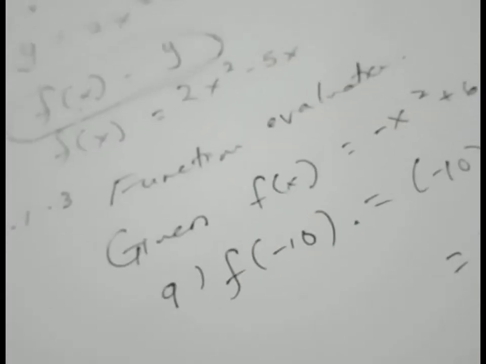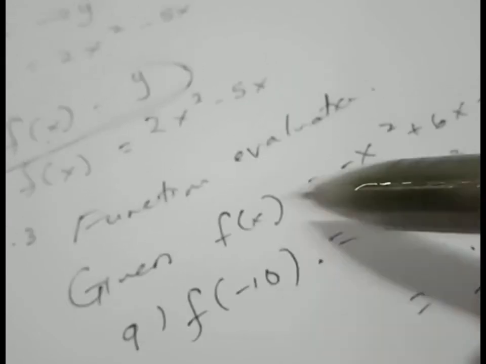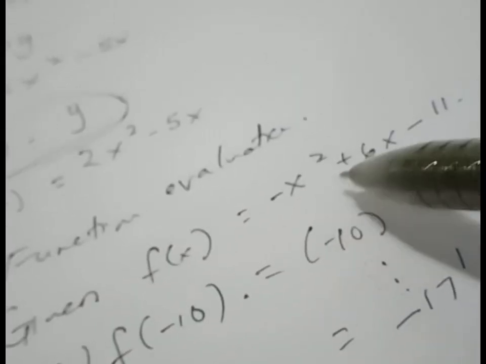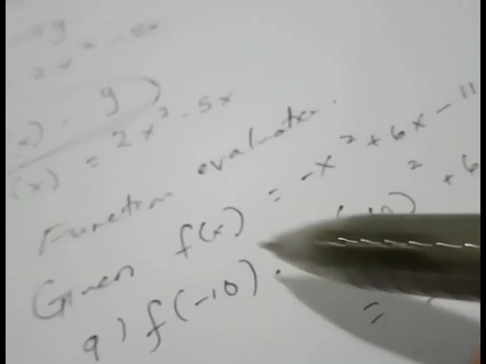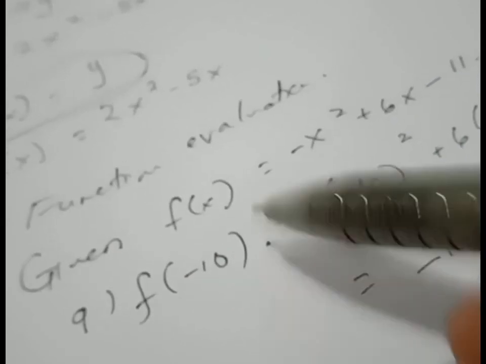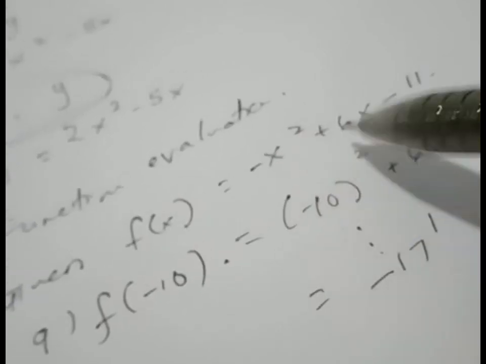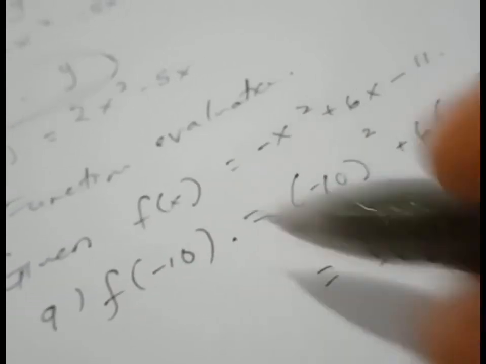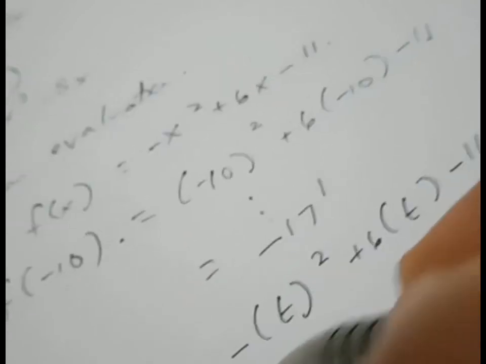Okay, next B, find f of t. Here, f of x is given by this equation, so this is a function of x. When we want to find f of t, x is replaced by t. Every x here is replaced by t. So we have minus t squared plus 6t minus 11.